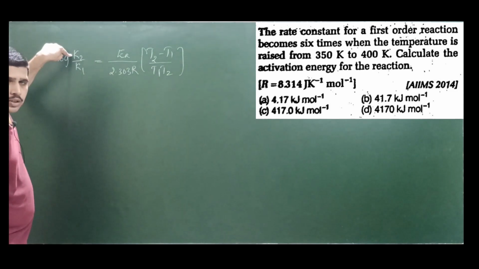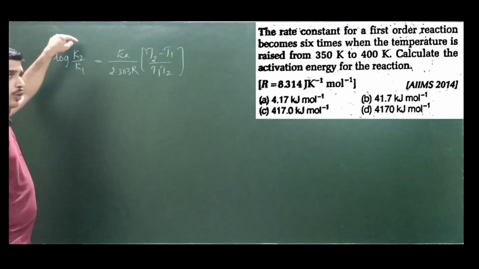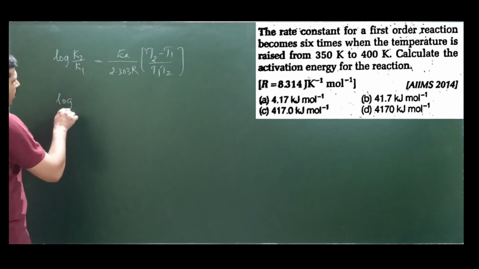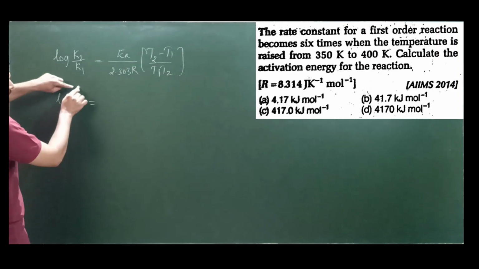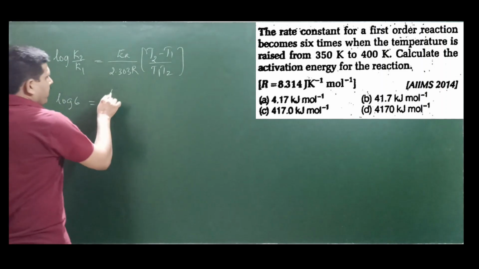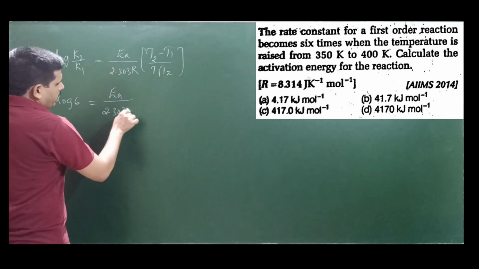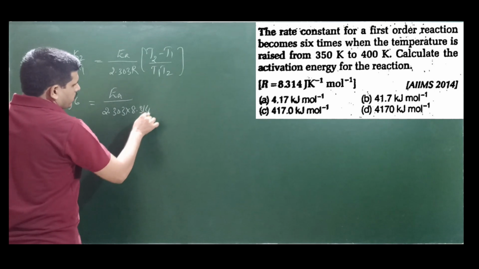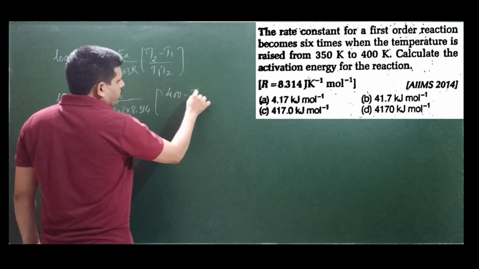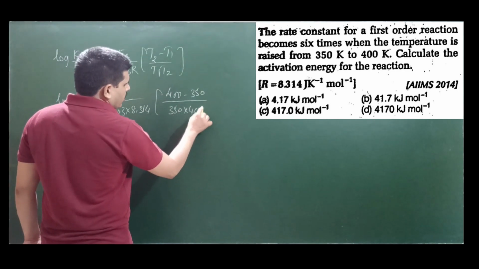So K2 is how much? 6 times it will increase, right? So if you take K1 as 1, K2 will become 6. So the ratio will be 6 itself. So log 6 is equal to, or you can write 6 K1 divided by K1. So K1 gets cancelled, 6 itself, equal to activation energy divided by 2.303 into 8.314. Next the temperature term, it is 400 minus 350 divided by 350 into 400.